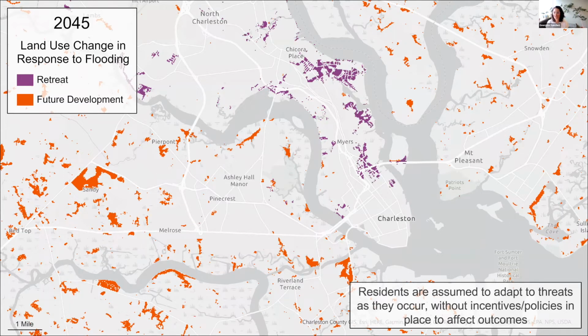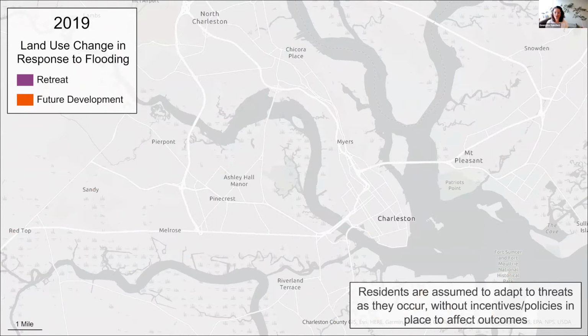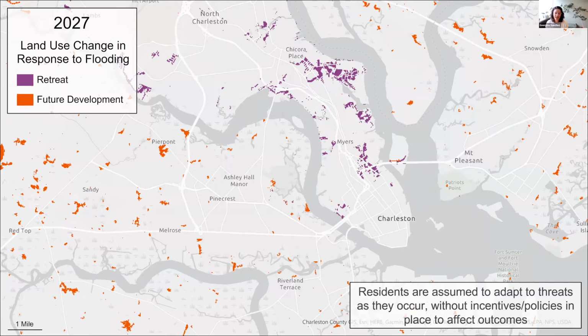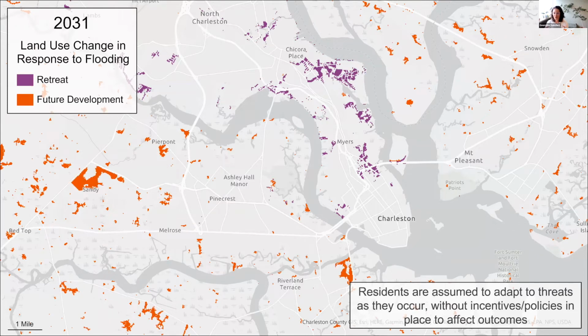You can also see that we have population and economic growth driving increasing demand for development. And those are the orange patches that emerge across the landscape, representing new development or projected new development. Now, both processes, as you can see, are simulated in concert.